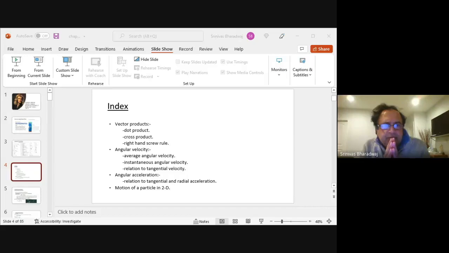The ideas in rotation, firstly, have quantities which have parallels from translation, that is linear motion. Rotational motion is an alter ego or a sister or a cousin of translational motion, right?